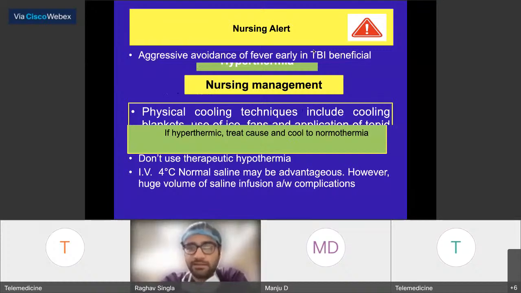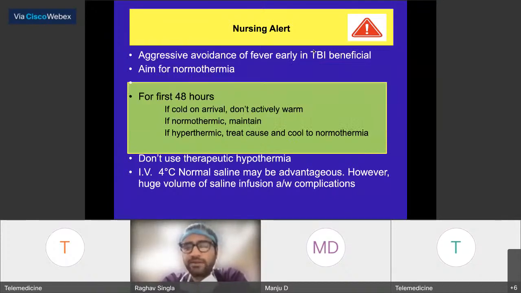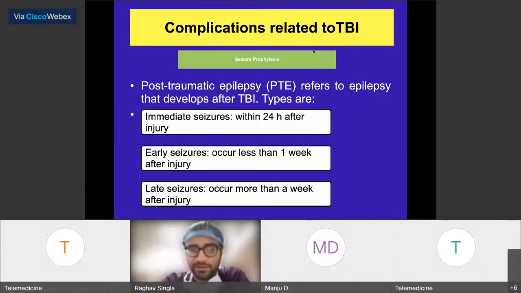If they are cold on arrival, we just try and maintain their normal body temperature. And if they are hypothermic, we try and cool them towards normothermia. Again, one of the most important complications in the post-op period is seizures that the patients may be having. These are divided by the timeline: immediate seizures which occur within 24 hours, early seizures which happen within 1 week, and late onset seizures which happen after 1 week after injury.